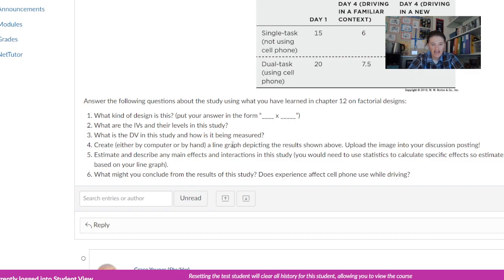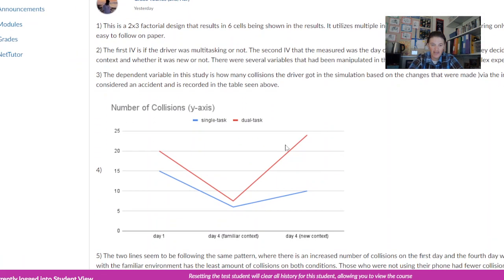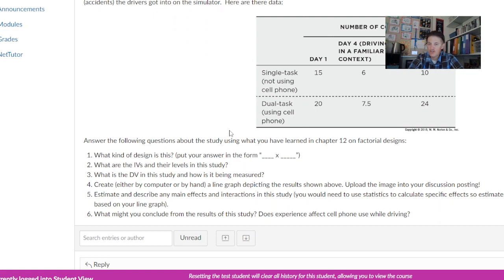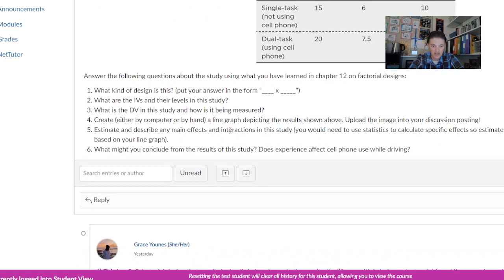I want you to create, either by computer or by hand, a little line graph depicting the results that are shown here. And you're going to upload your image into this. And you can use, again, like you can draw this out or you can put it in a computer. It's up to you. I'd like you to estimate and describe any main effects and interactions in this study. So you would need statistics to calculate a specific effect, but you can kind of estimate based on your line graph and comparing that to the ones that are in the book and kind of talk about what that might mean.